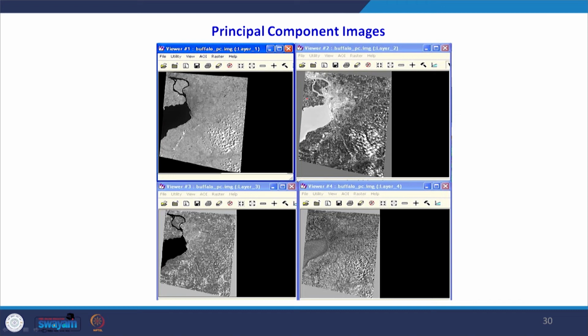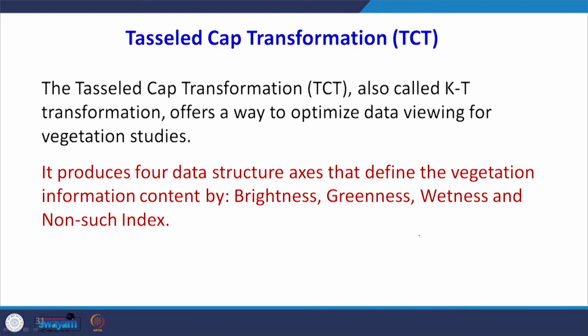That is how we create the principal component analysis images, and this is a screenshot of software showing that 4 different layers have been created from the 4 input data: PC1, PC2, PC3 and PC4. As far as information content is concerned, PC1 will have the maximum, followed by PC2 and PC3. PC4 is sometimes not used; it is used for geological and other applications.